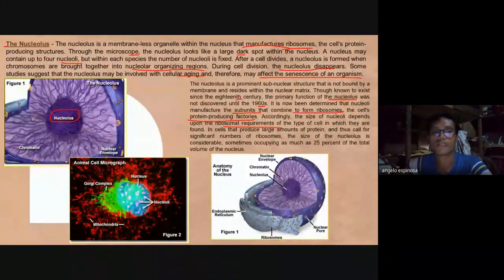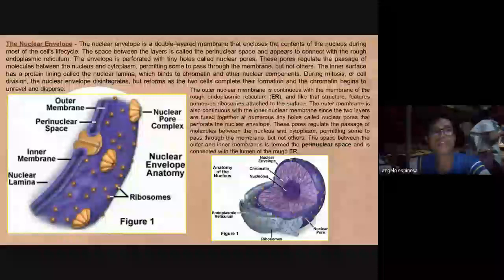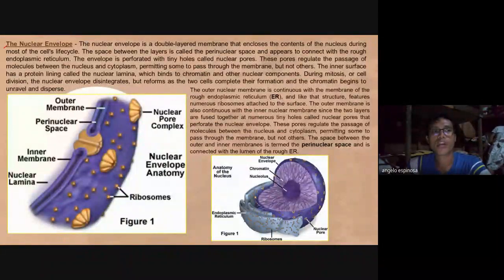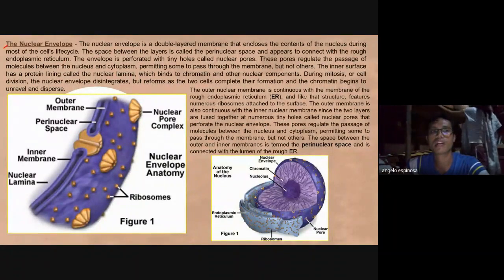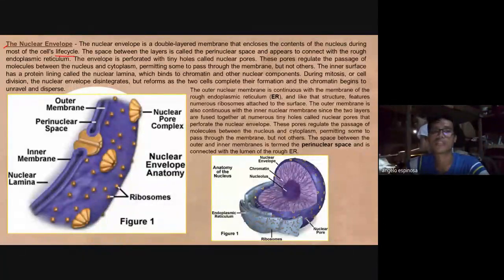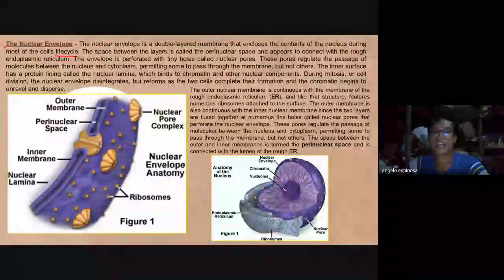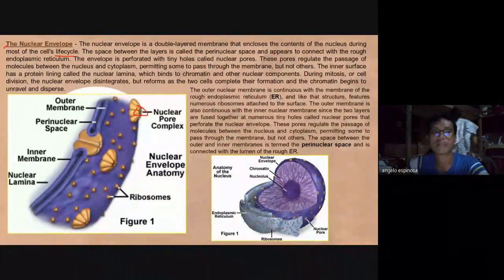Factory of the ribosomes. And we have nuclear envelope. A nuclear envelope is a double-layered membrane that encloses the contents of the nucleus during most of the cell's life cycle. So this is the nuclear envelope composed of a nuclear pore complex, dumadaan si ribosomes. Ito yung nuclear pore complex. Diyan dumadaan si ribosomes, going into endoplasmic reticulum.